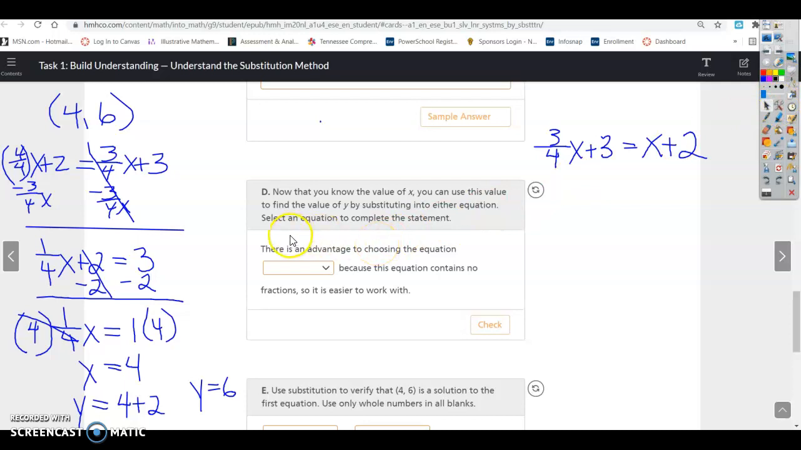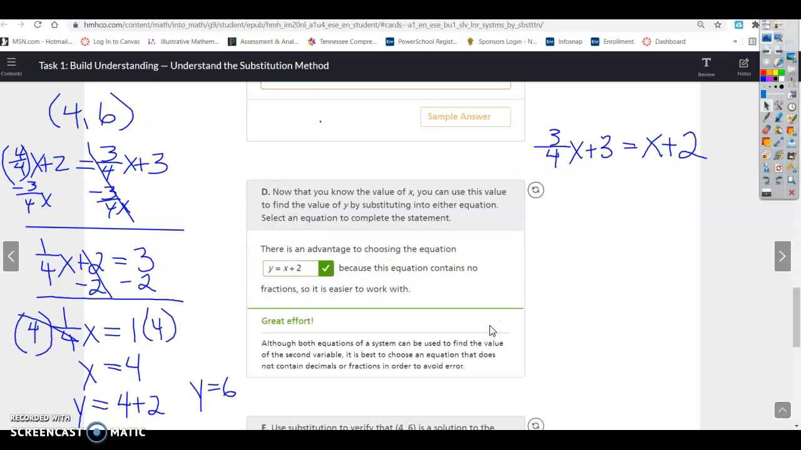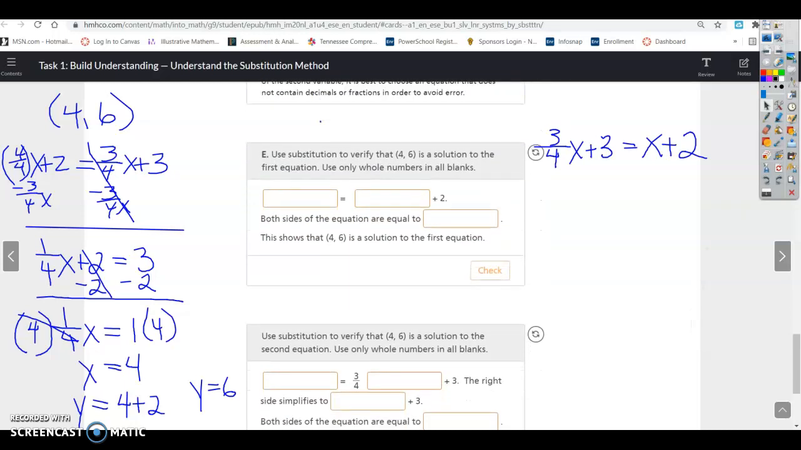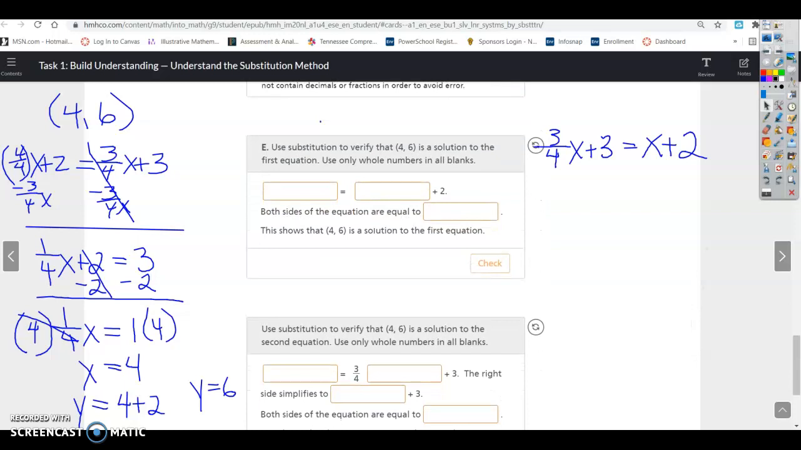Well, I chose the easiest equation because there was no fraction, right? Because the equation contains no fraction, so it is easier to work. You can plug it into either equation to find the answer, but you always want to try to find the easiest way. All right, it says use substitution to verify 4/6 is a solution to the equation.